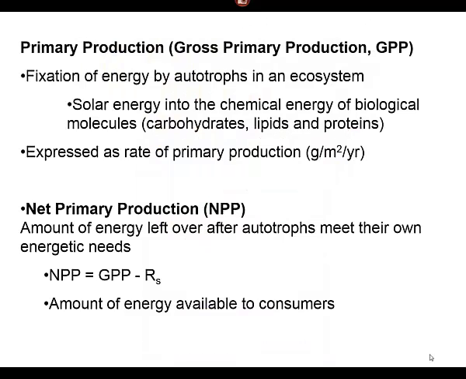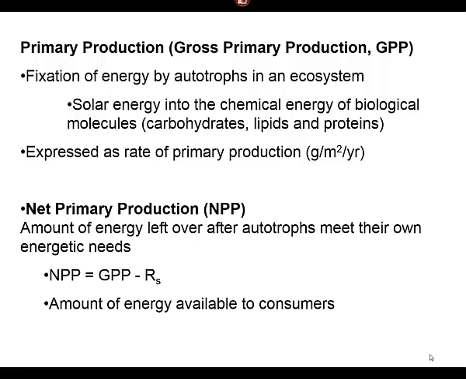So one of the ways we classify our different biomes, and bringing it down one level to the ecosystem scale, is by a measure called primary production. And this is your most direct measure of the amount of photosynthesis occurring within an ecosystem. So primary production is the fixation of energy by autotrophs in an ecosystem. It's basically the conversion of solar energy into the chemical energy of biological molecules.